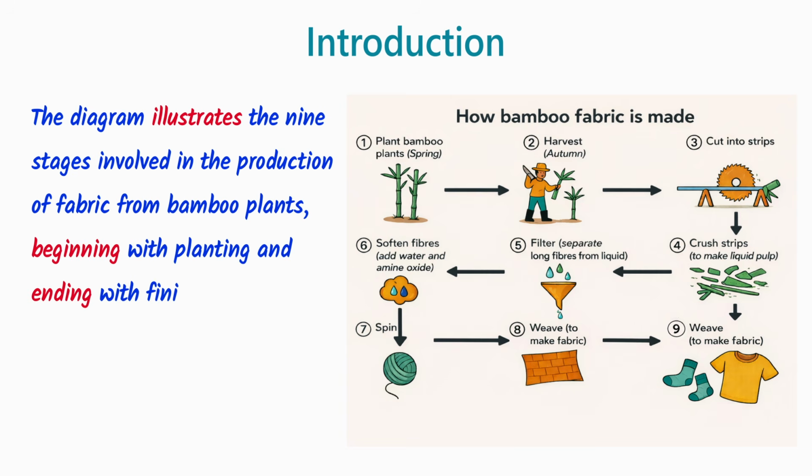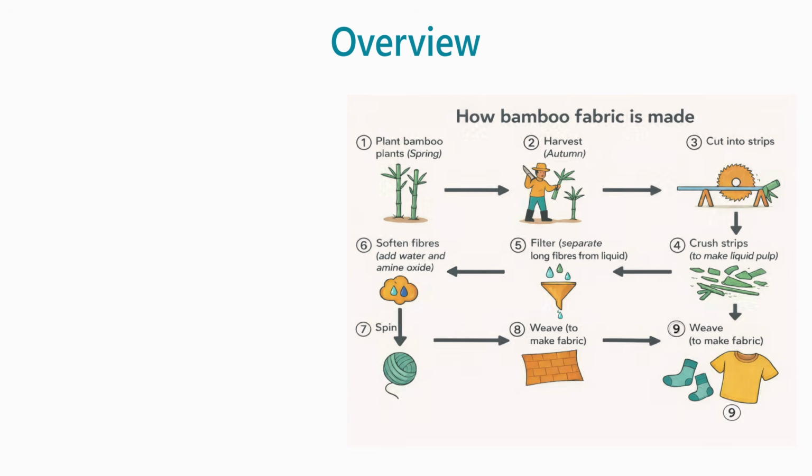with finished clothing products. Beginning and ending with. Beginning with planting and ending with finished clothing products. That's it. This is a perfect introduction paragraph to write about a process diagram. Now, our next paragraph is the overview paragraph.